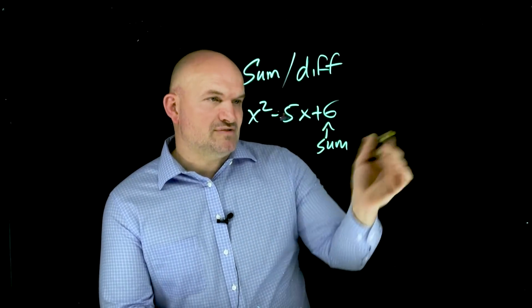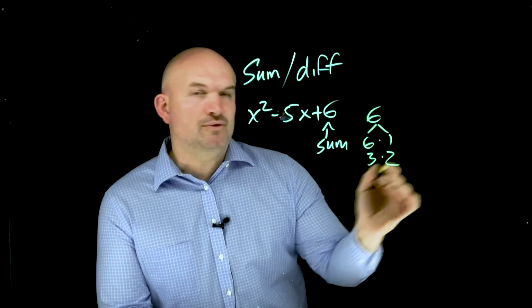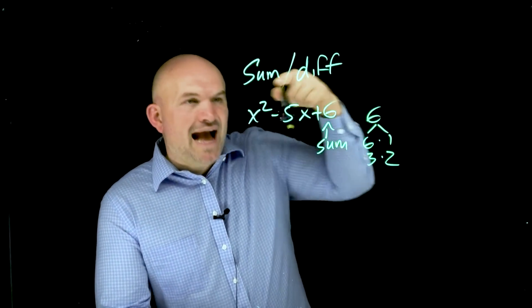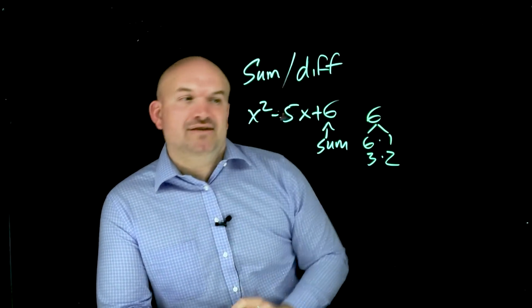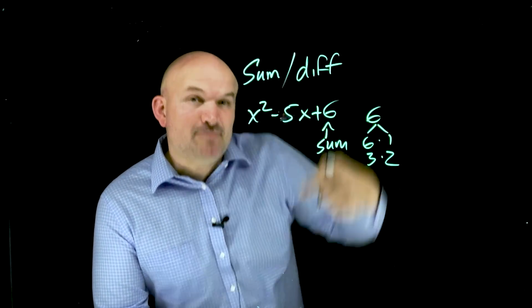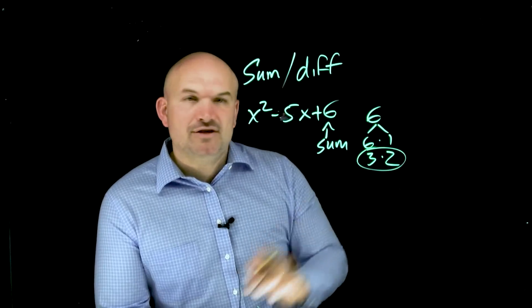So for the factors of 6, we have a 6 and 1 and a 3 and 2. Now again, I don't want you to focus on the negatives for a second. But which of these two numbers add to give us a 5? Forget about the negative. Which of these two add, because we're looking for sum, because the last number is positive. Which of these two factors add to give us a negative 5? You guessed it, it's a 3 and a 2.